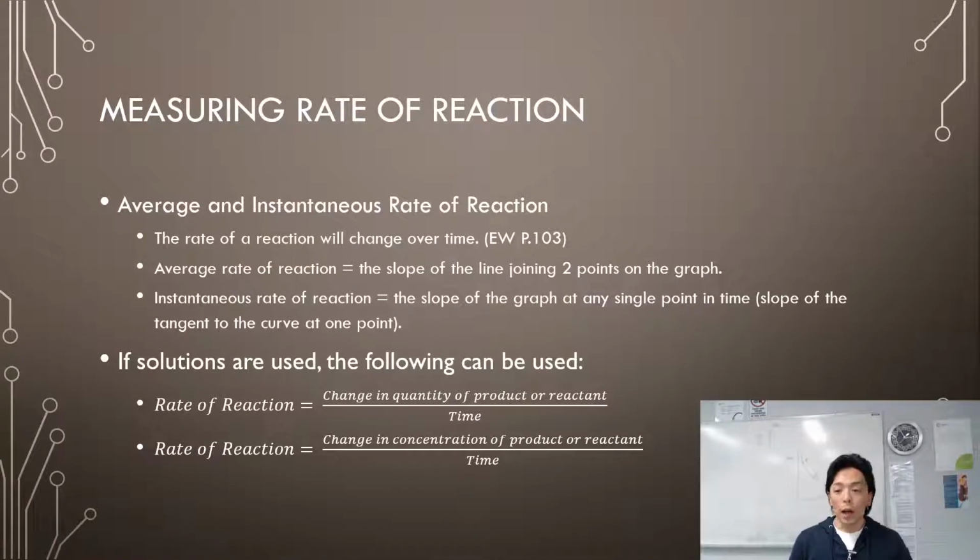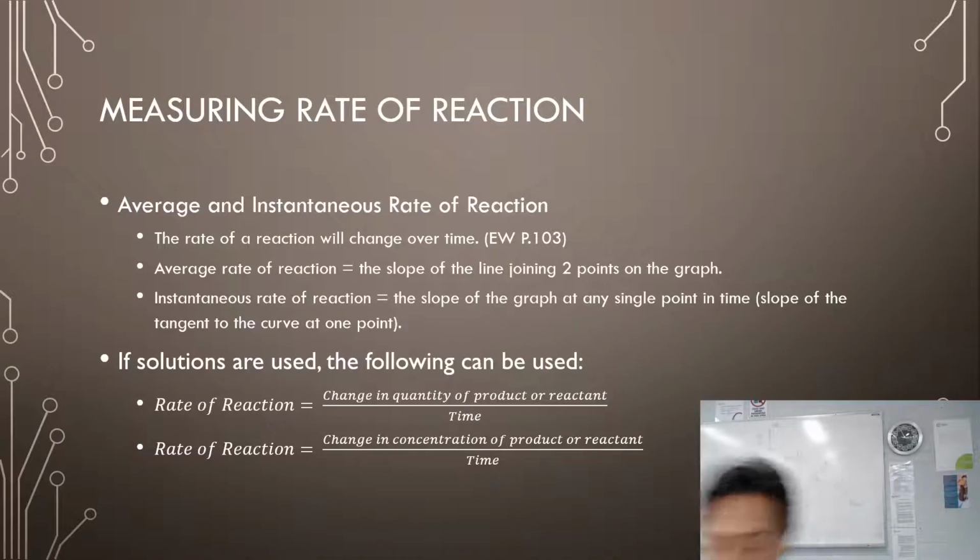Measuring rate of reaction, there are 2 ways of doing it, instantaneous and also average. Average and instantaneous reaction rates can be figured out by using the equation that you see below. Rate of reaction equals the change in quantity of product or reactant over time. Change in quantity, so masses, or change in concentration of product or reactant over time. Now, average rate, I'll zoom into that one there.